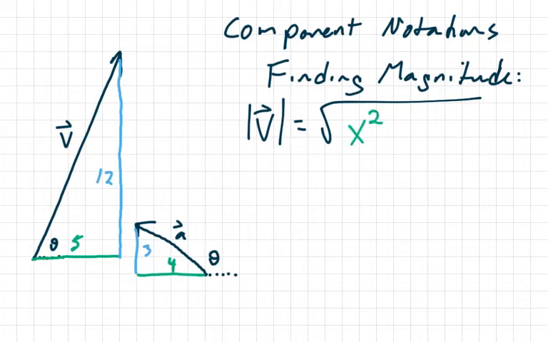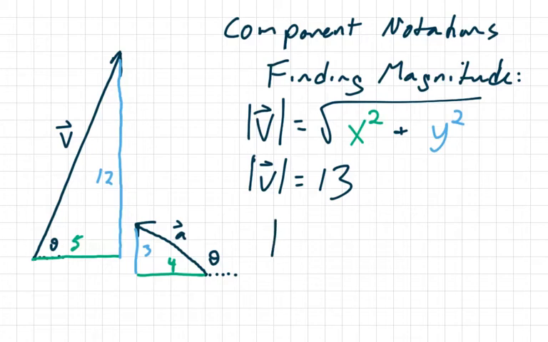plus the y component squared, right? Because it's just Pythagorean, y'all. So in this case, if we remember our Pythagorean triples, the magnitude of v is just 13. All right, and the magnitude of a, in this case, is just 5.